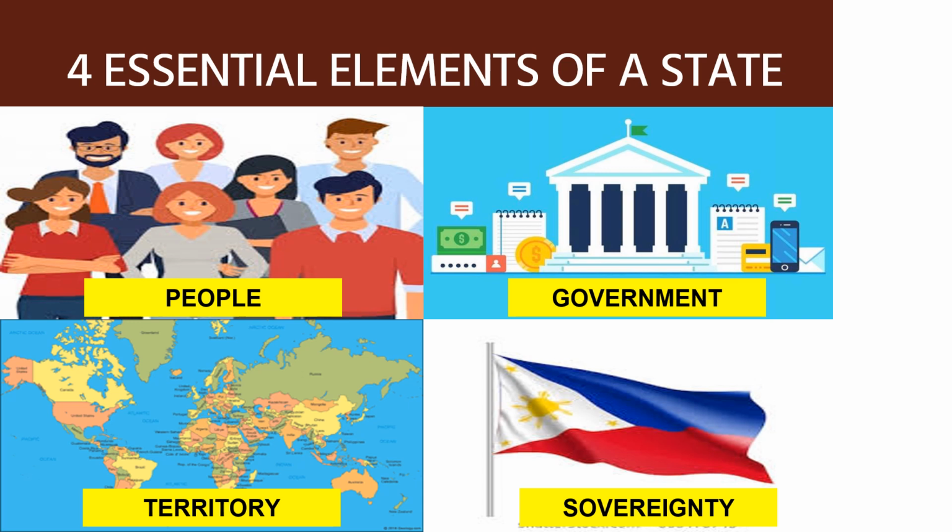So what if one of the elements is missing? What if people is missing, or government is missing? Can you still call it a state? The answer is no. All of the four essential elements should be present so that you can call it a state.